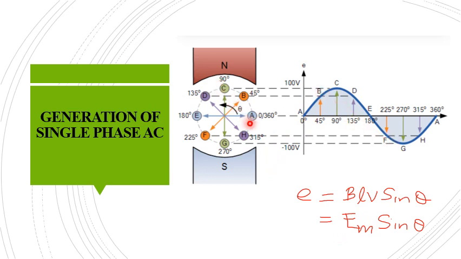So by completing one cycle or one rotation of your conductor, we will be getting one cycle of the sinusoidal waveform. That is explained in this figure.